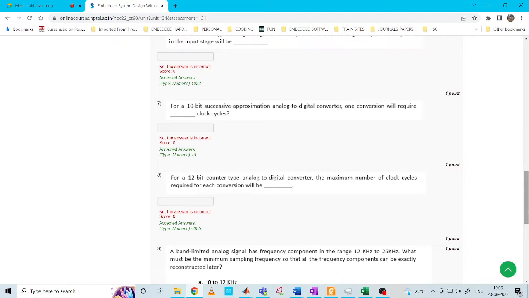Is it not like 10 divided by 2 and then 5 divided by 2? No. It is not like that. See, for the successive approximation method, the number of cycles is n. For other methods, the number of clock cycles is 2 to the power n. Okay. Maybe I have noted it down wrong.